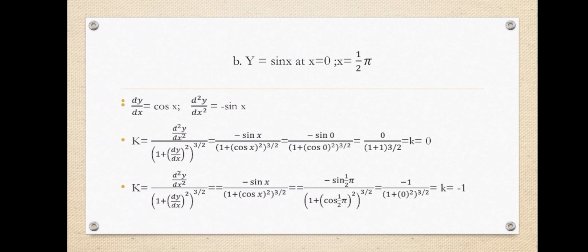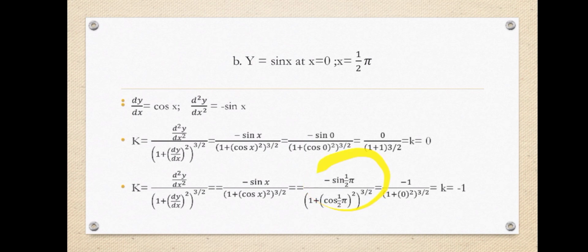And next, we're going to find the curvature at x equals 90 degrees or 1/2 pi. Again, using the formula, the second derivative over the quantity of 1 plus dy/dx squared, to the power of 3/2. Substitute the first and second derivative values: the second derivative is negative sine x over 1 plus cosine x squared, raised to the power of 3/2.